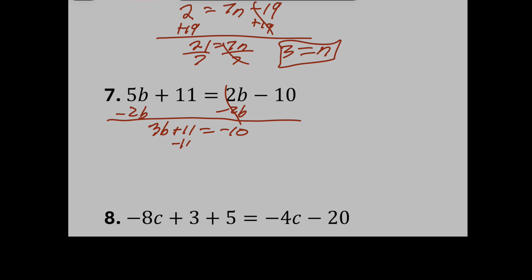So I'm going to go minus 11, boom, they die, 3b equals, let's stop and think, add a line, change the sign. That's going to be a negative 21. Divide each side by 3, boom, b equals negative 7.